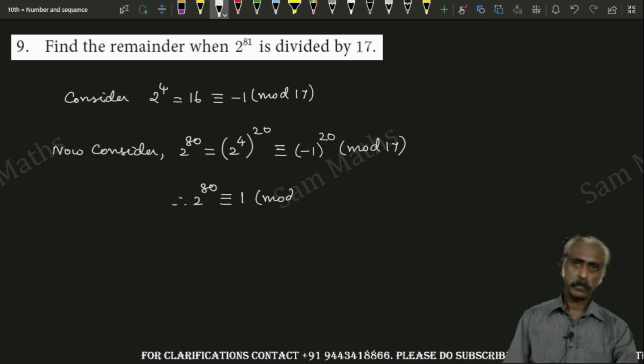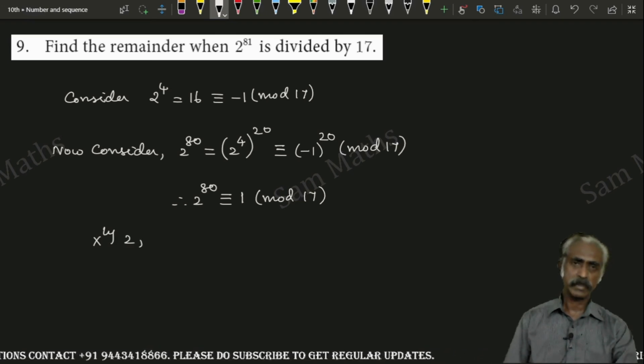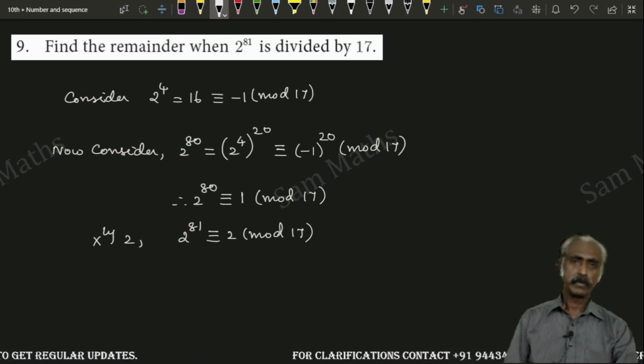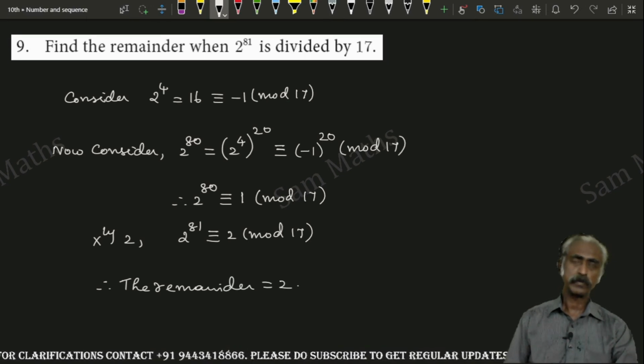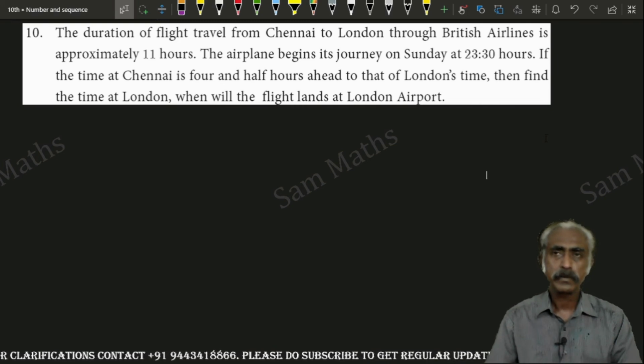This is mod 17. Now on both sides you can multiply by 2. It becomes 2 power 81 congruent modulo 1 into 2 is 2. This is mod 17. Therefore, the required remainder is equal to 2.